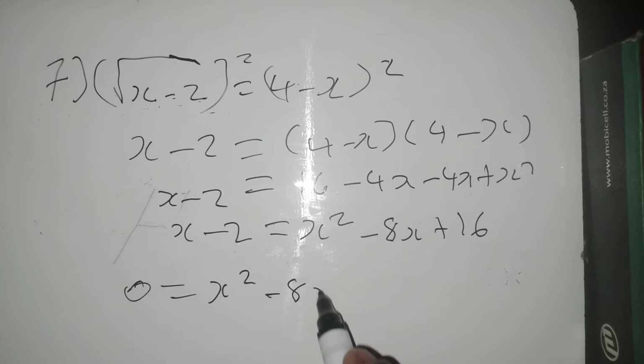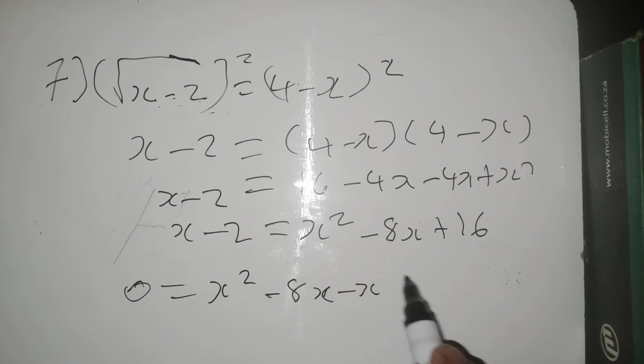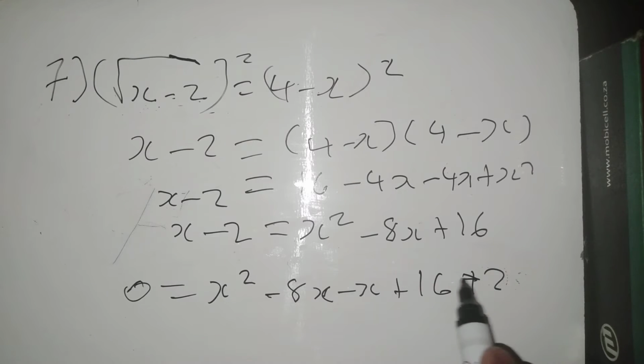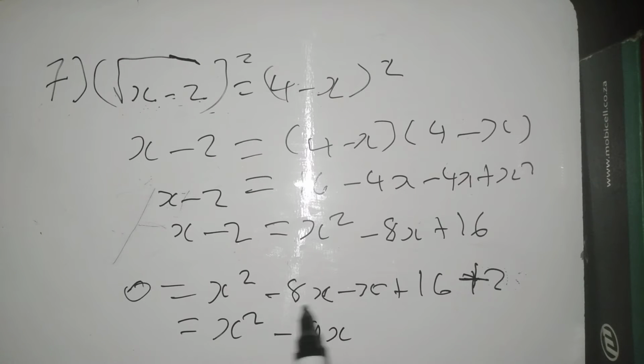So minus 8, then the x becomes a negative when we take it to this side. Then we have plus 16. When we take the 2 to this side, it becomes a positive 2. So then this becomes x squared minus 9x because when we have negative and negative, they add up, right? Because the signs are the same, so it gives you -9. And then 16 plus 2, which is 18.